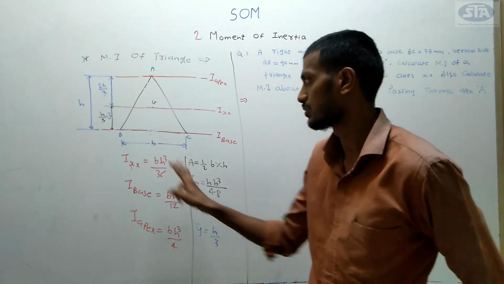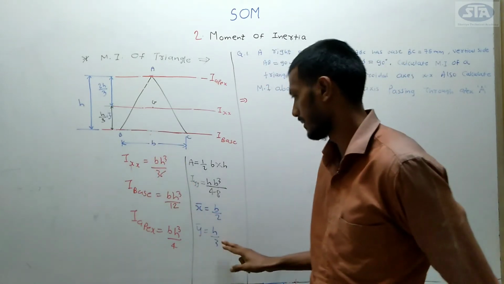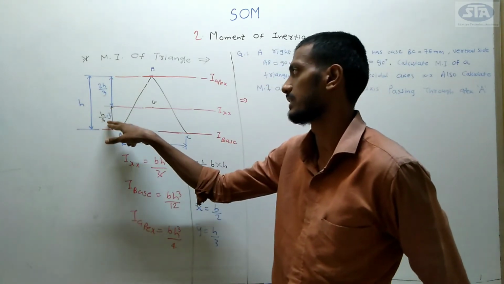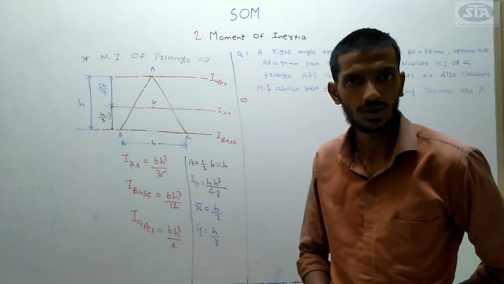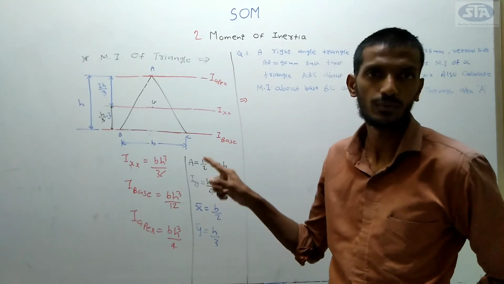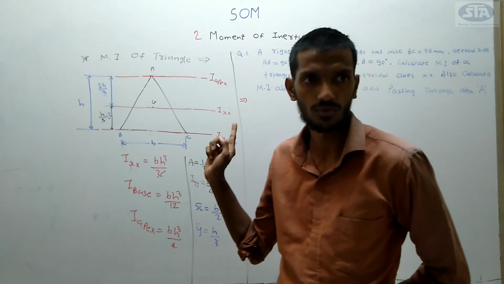And x bar and y bar. X bar is equal to b by 2. Y bar is equal to h by 3. That is called y bar. So depending upon that relationship, we are going to discuss question number 1 for the triangle.